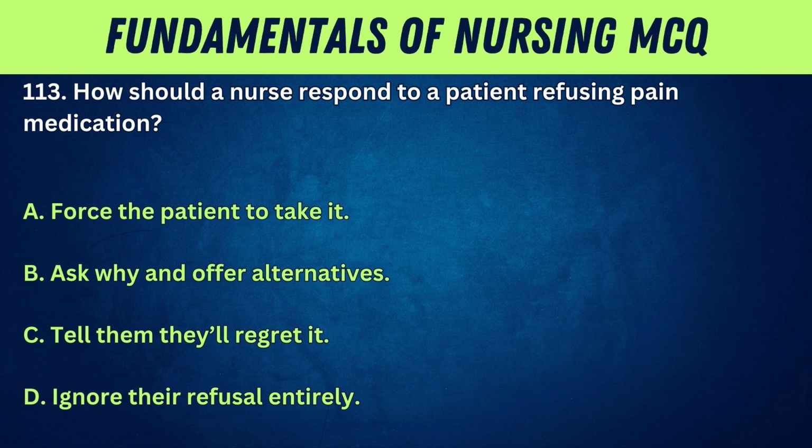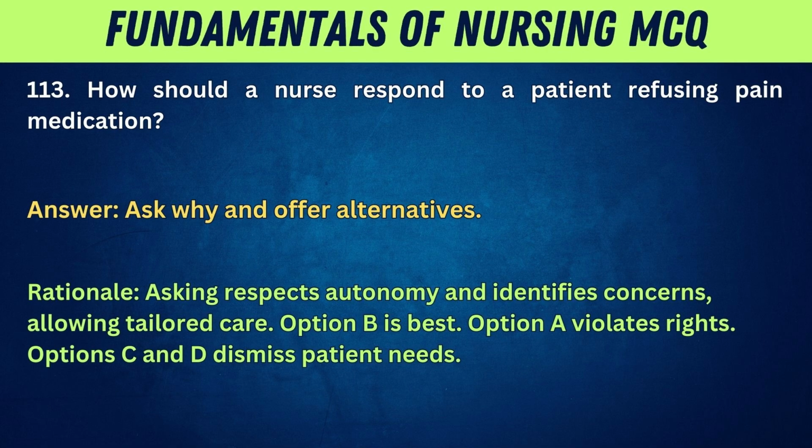Ask why and offer alternatives. C. Tell them they'll regret it. D. Ignore their refusal entirely. Answer: ask why and offer alternatives. Rationale: asking respects autonomy and identifies concerns, allowing tailored care. Option B is best. Option A violates rights. Options C and D dismiss patient needs.